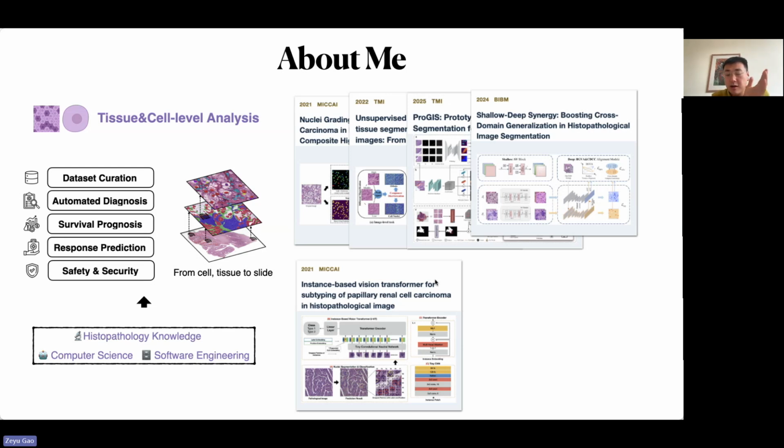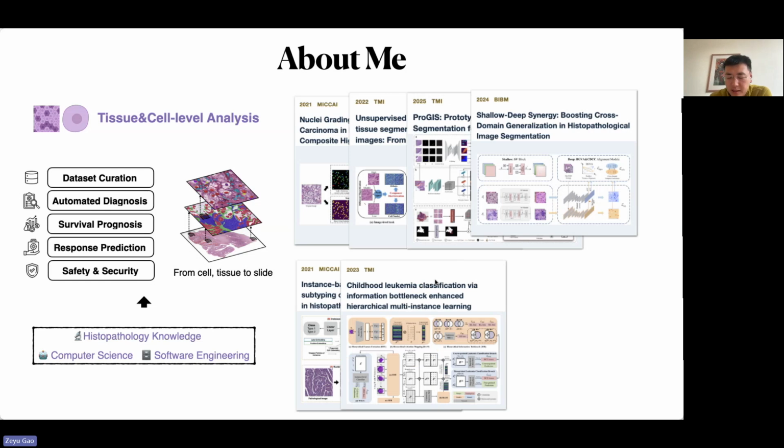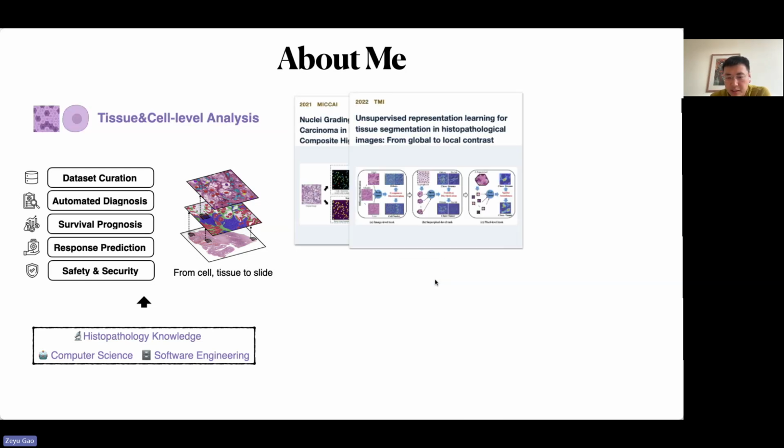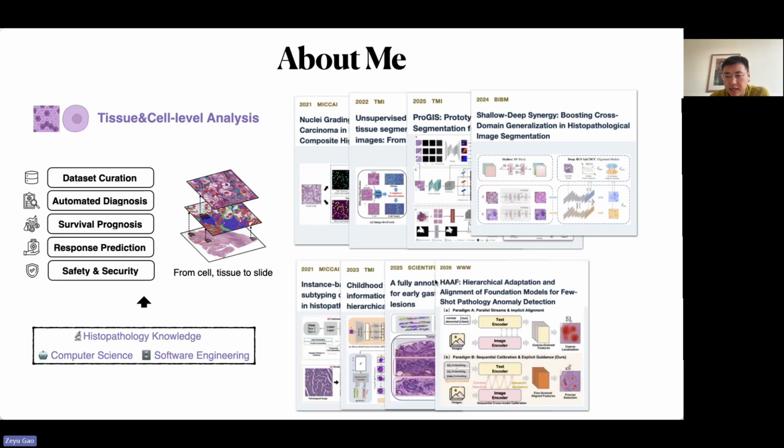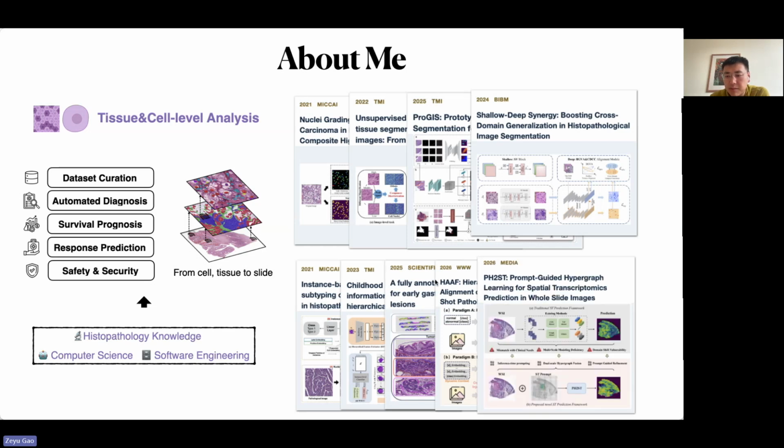And this is part of the work focused on region level classification, because the work I introduced before is about slide level classification, but some pathologists think it's actually more important to do subtle or fine grained classification for a specific area. So we have this series of works focused on these kinds of topics, like leukemia classification, pre or early cancer lesion classification, anomaly detection, and also spatial transcriptomics prediction from the spot image.